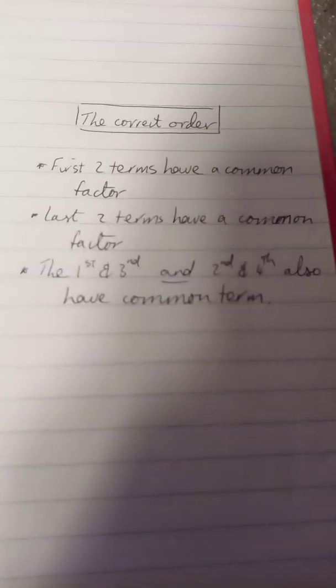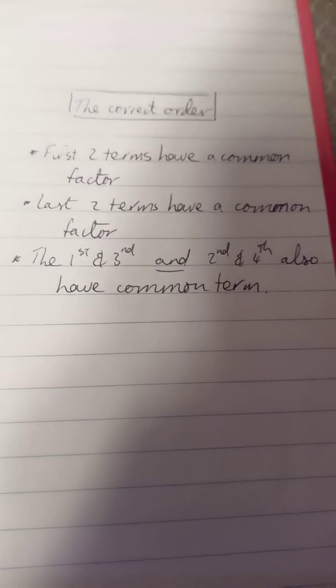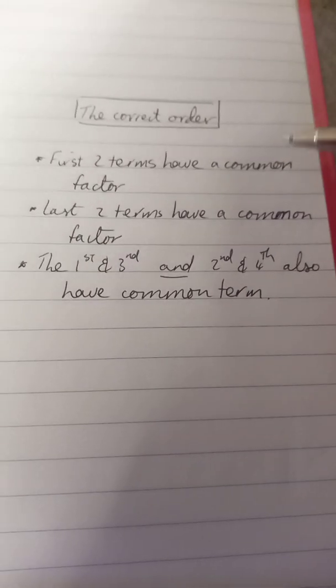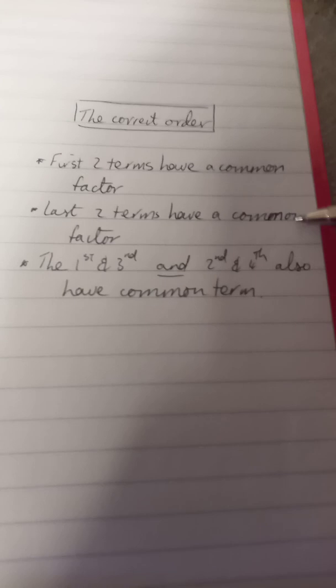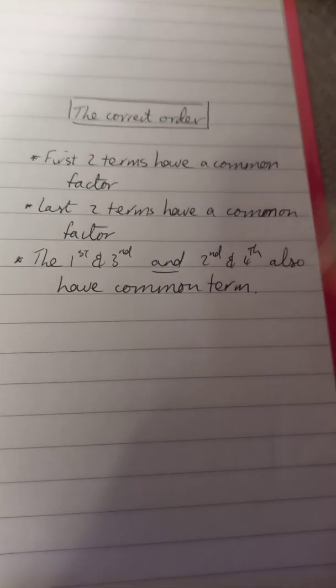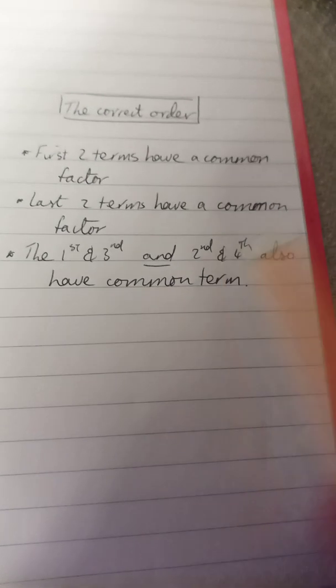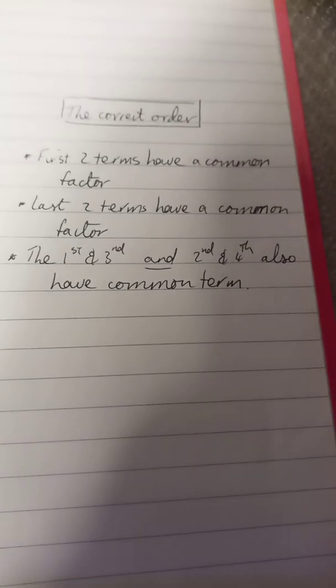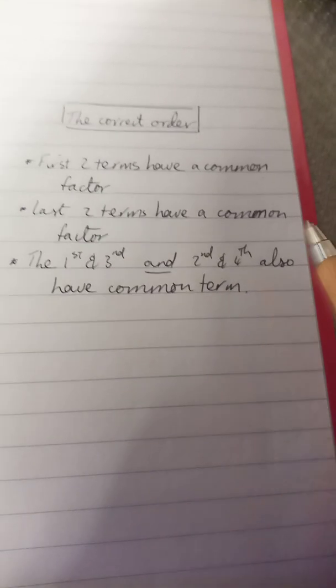Video 2. So we're going to have a look at making sure that the 4 terms are in the correct order. First of all, you need to have the first 2 terms have a common factor. The last 2 terms need to have a common factor. And then the first and the third, and the second and the fourth also have to have a common term. So first 2, last 2, and then 1 and 3, 2 and 4.